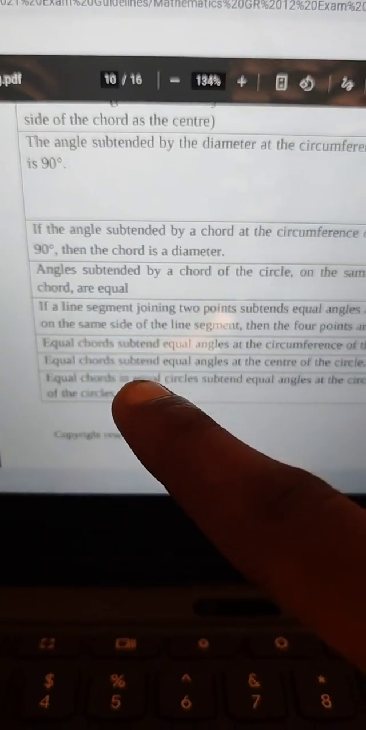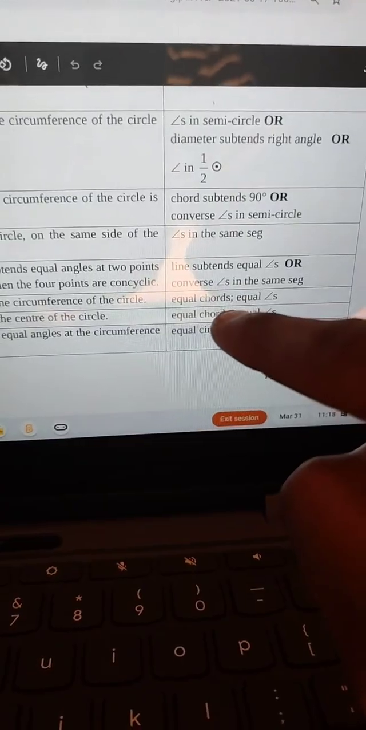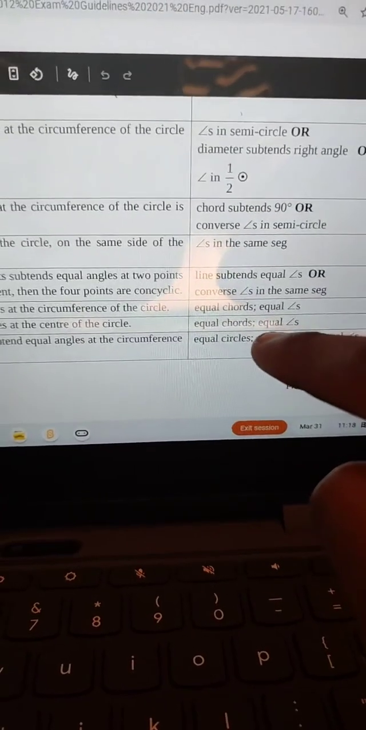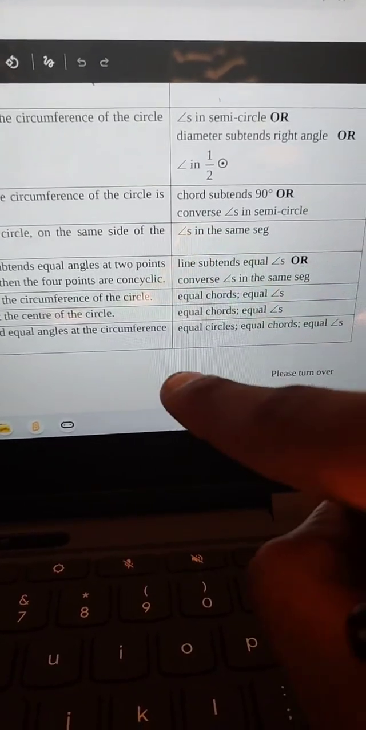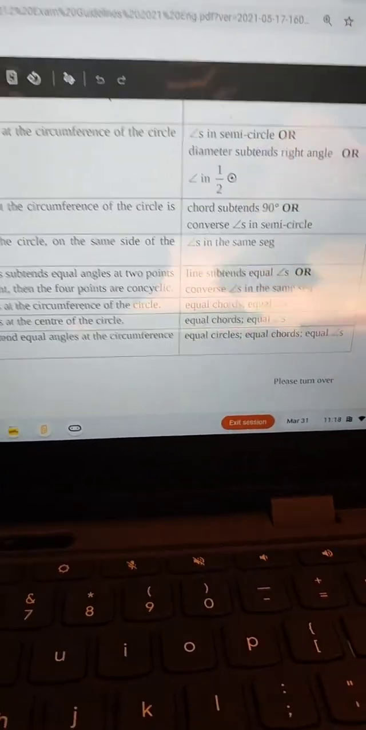Okay, please take note. Then there's the other corollary: equal chords subtend equal angles at the center of the circle, equal chords, equal angles, and then equal chords subtend equal angles at the circumference of the circle, equal chords, equal angles. The reasoning for both is the same. This one just adds equal circles, because it's equal circles, equal chords, equal angles.